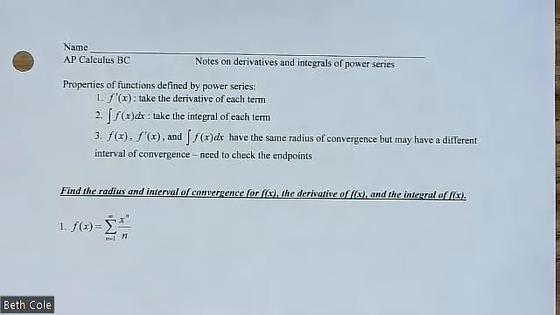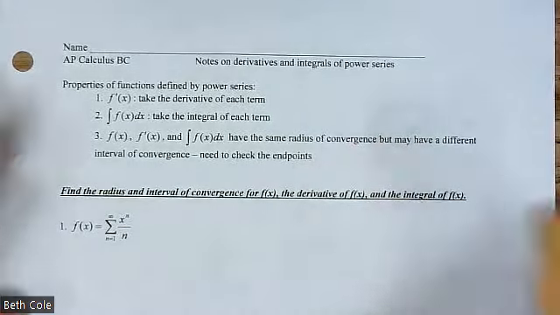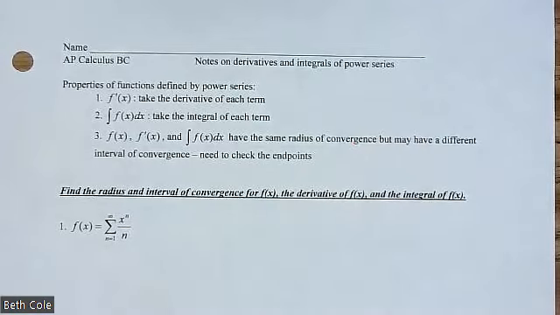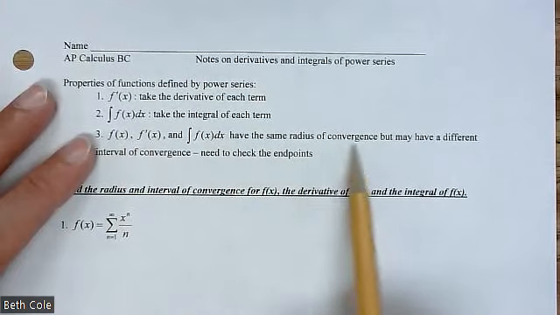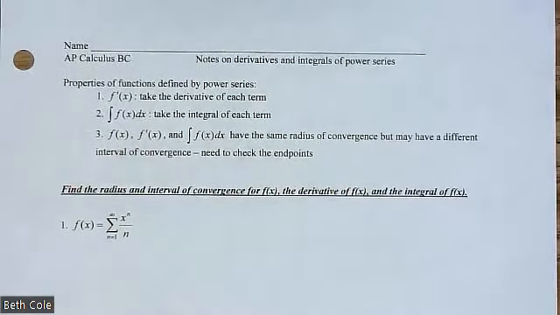So this is on derivatives and integrals of power series. A derivative is still a derivative and an antiderivative is still an antiderivative. None of that has changed, okay? Now, when we talk about the radius and interval of convergence, like what we learned last time, the function, the derivative, and the antiderivative have the same radius of convergence. So they can get the same distance away from the center, but the endpoints might be different. So you just have to check the endpoints.